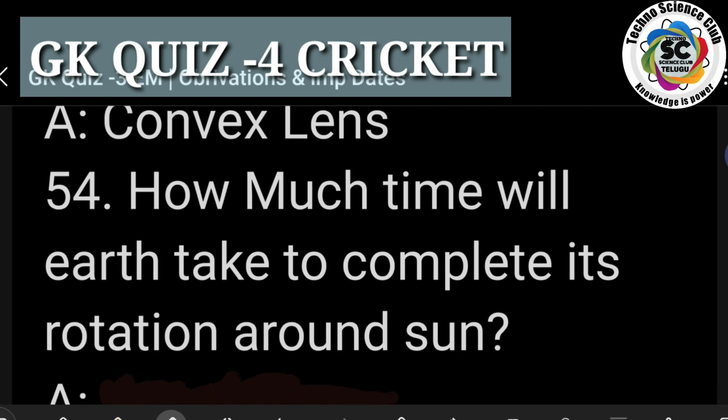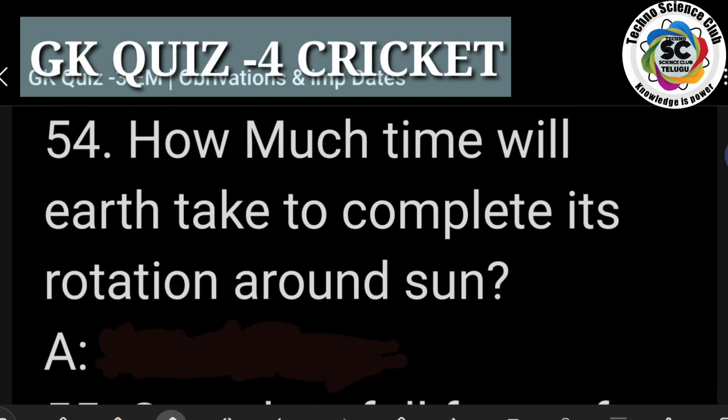How much time will the Earth take to complete its rotation around the Sun? Idi chala easy. Sun chuttu Earth tirgadaniki enni rojulu padutundi? How much time is taken by the Earth to complete its rotation around the Sun? 365.25 days. Exactly. 365.25 days exactly.